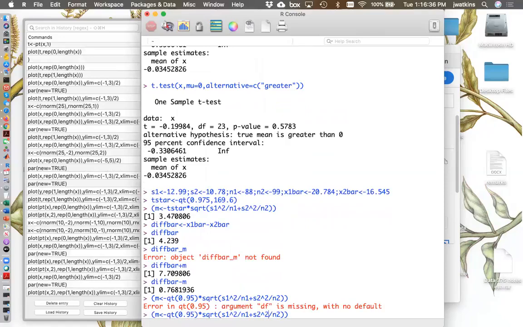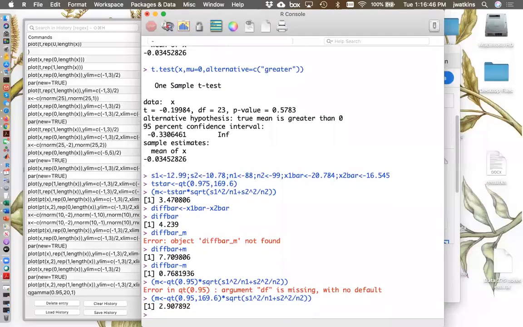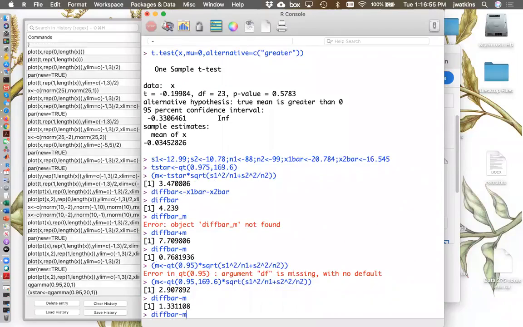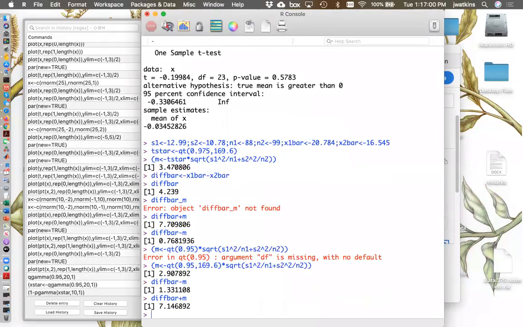Oh, I forgot the degrees of freedom. Where is it? 169.6. So it's 2.9. So I picked a smaller confidence level, so the margin of error decreased. And if I look at the confidence interval, it's narrower. It goes from 1.33 days to 7.14 days. So if you're happy with lower confidence, you can get a narrower confidence interval. Okay.